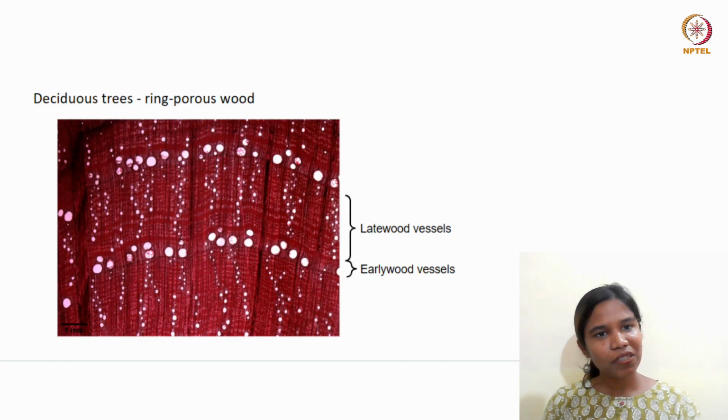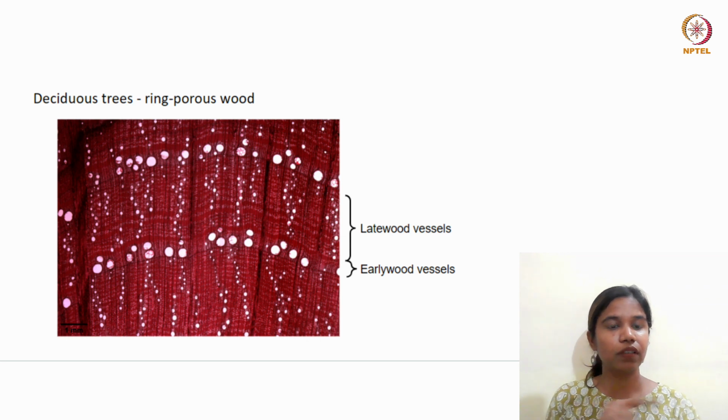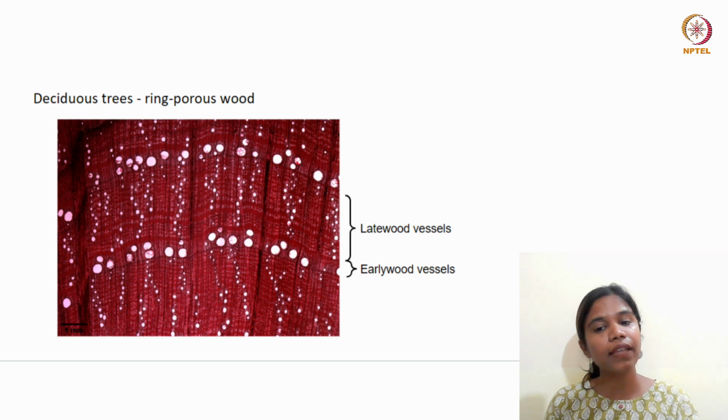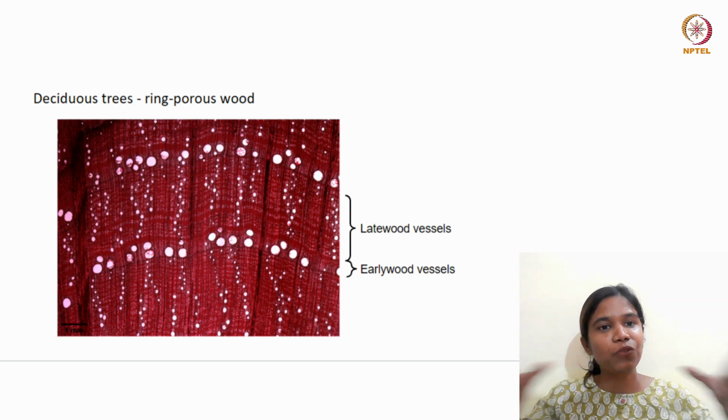Another interesting thing about these vessel elements is that you might have heard of annual growth rings, which help in knowing the age of a tree. In deciduous trees, usually found in temperate regions, they have ring porous wood. In these types of trees, you will find two types of vessels which are formed within a year in one growth season.